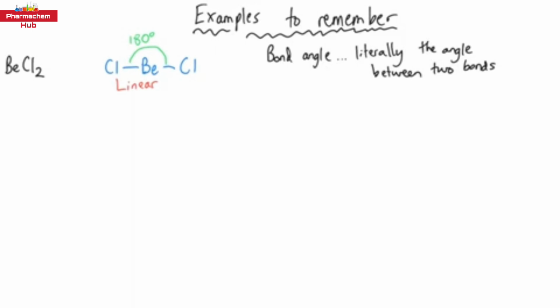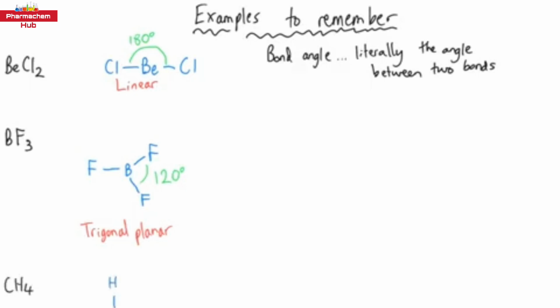And that's the same for the next one, BF3, boron trifluoride. That's only got 6 electrons in its outer shell. This is the trigonal planar, the flat triangle arrangement, 120-degree bond angle. And methane is the most common with 4 pairs of electrons. We've already seen that once already.